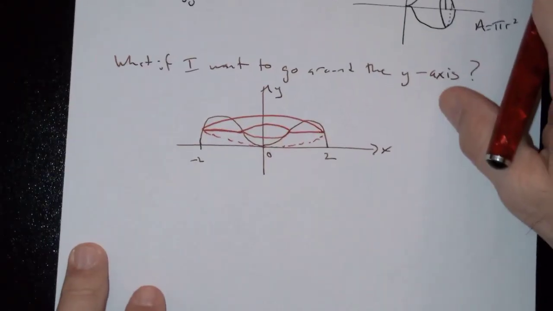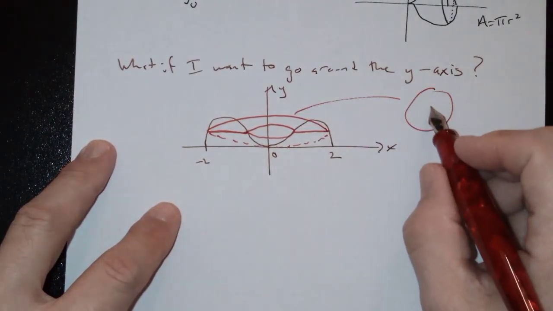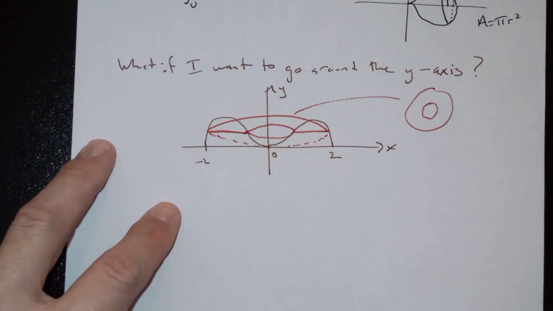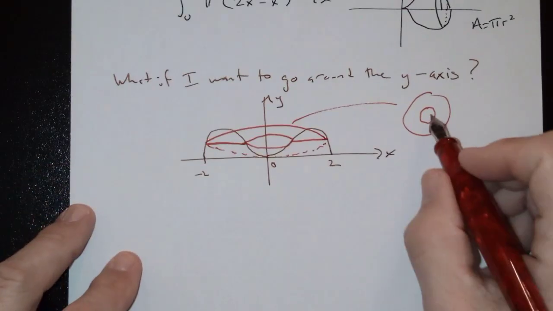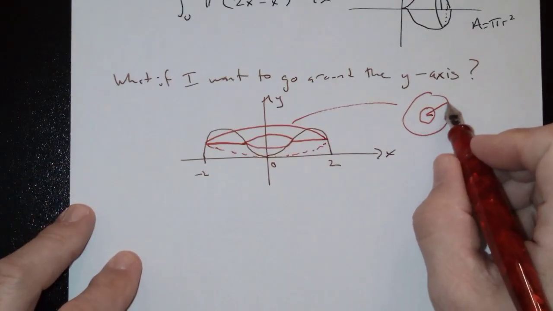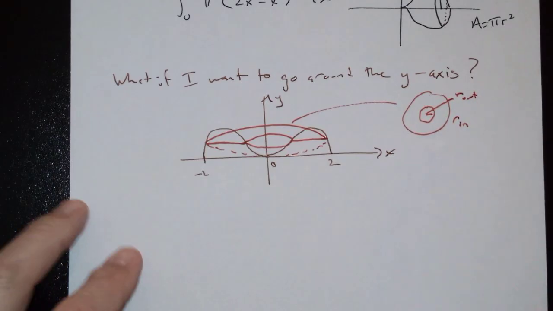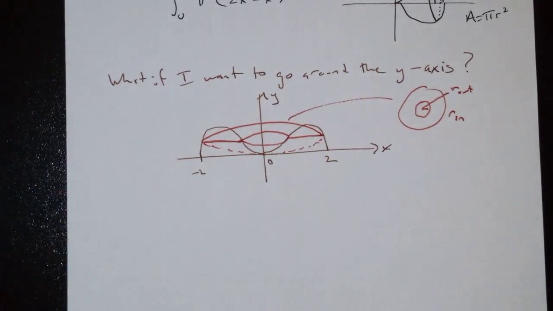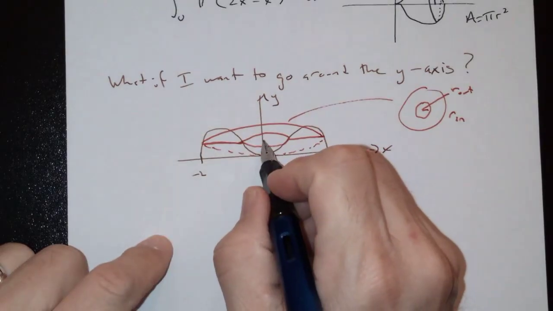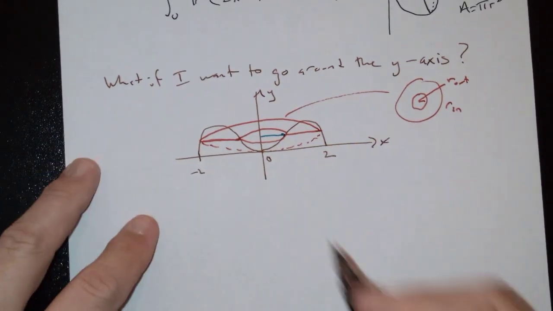Turn my picture back. And what I get this time when I pull this slice out is a washer. Problem. The washer has two radii, an inner radius and an outer radius. The inner radius would go from here. Actually, let me change colors again so we can see it better. The inner radius would go from the y-axis to the curve closest in. That's R in.